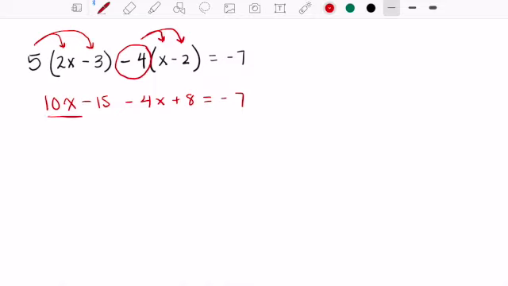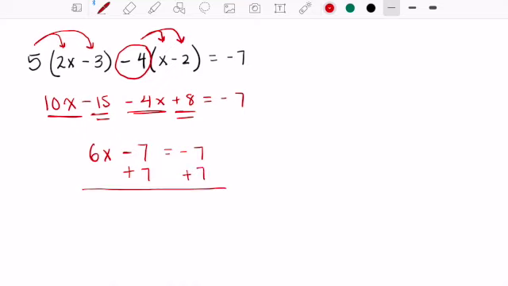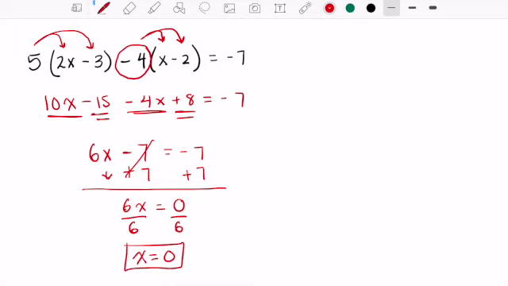All right, so now let's continue on. I'm going to combine my like terms. So 10x minus 4x gives me 6x. Negative 15 plus 8 gives me negative 7. I'm going to add 7 to both sides because, again, I want to get all my variables on one side and everything else on the other. So I can bring my 6x down. Negative 7 plus 7 gives me 0. Go ahead and divide by 6, and we get x equals 0. All right, pretty easy so far.